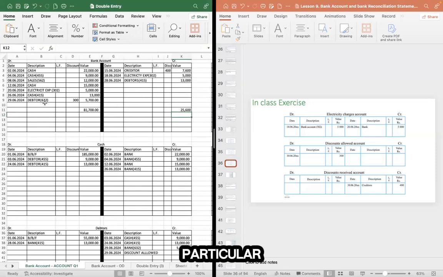Okay, in this particular case, the debit balance looks higher than the credit balance. So ideally we are having a balance in the account. Balance carried down.